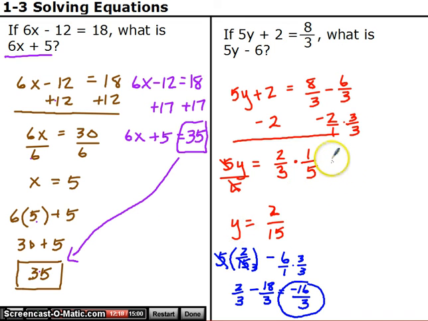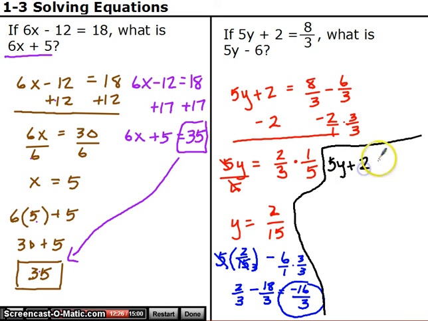All right, so if you try the faster method, I'm going to section this off some space here. So we've got 5y plus 2 equals 8/3. And I want to know what 5y minus 6 equals. I need to subtract 8. 2 minus 8 equals negative 6.